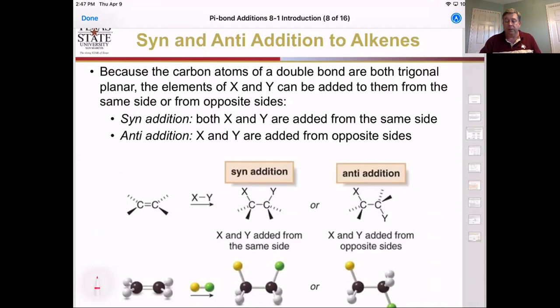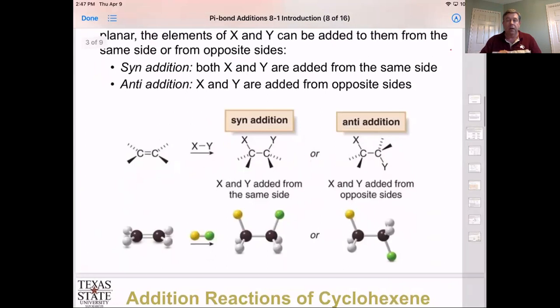So if we want to think about what that might look like, let's move up here. On the bottom here, we show you that if we had one half of a molecule, the yellow sphere, adds at the top, we can have it add syn, where the green sphere also adds at the top, or we can have it add anti, where the green sphere adds at the bottom here.